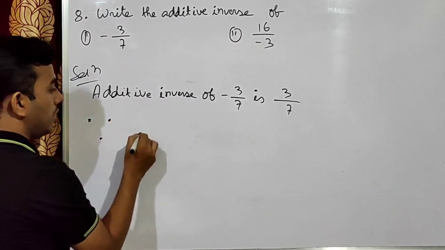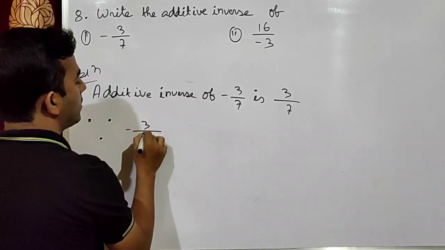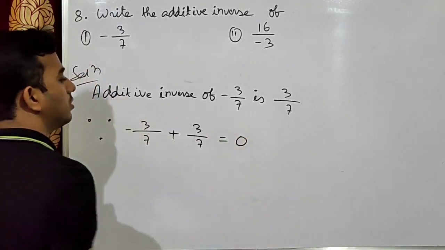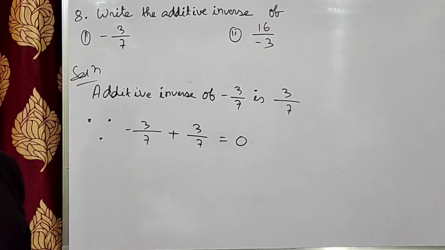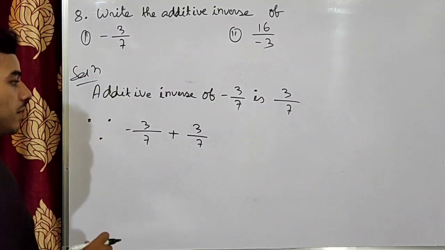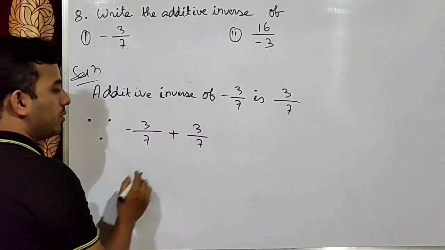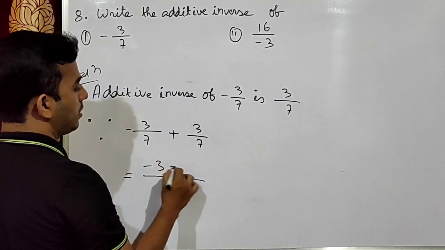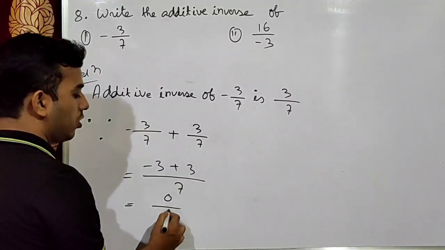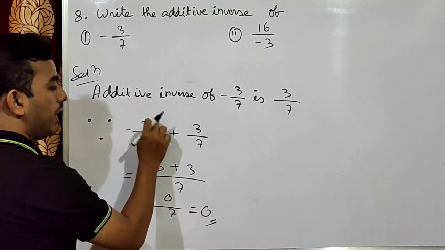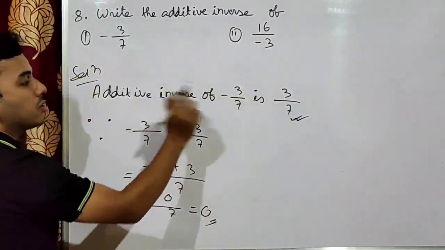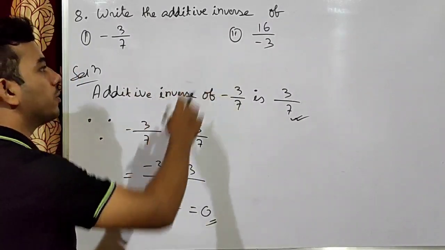So let's prove, since minus 3 by 7 plus 3 by 7 equals 0. Let's find its value. It equals minus 3 plus 3 divided by 7. Minus 3 plus 3 is 0. 0 divided by 7 equals 0. So minus 3 by 7 plus 3 by 7 equals 0. So that means this is the additive inverse of this rational number. Clear? Now let's proceed to the next.